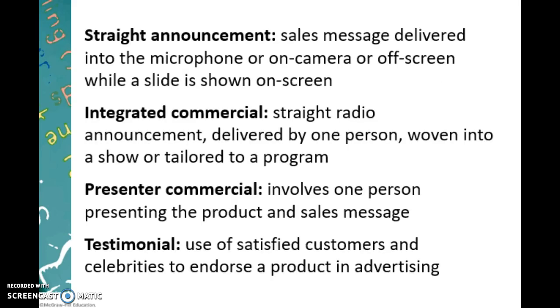The oldest and simplest type of radio or TV commercial is probably the easiest to write, and that's the straight announcement. One person, usually a radio or TV announcer, delivers the sales message. Music may play in the background. Straight announcements are popular because they're adaptable to almost any product or situation.